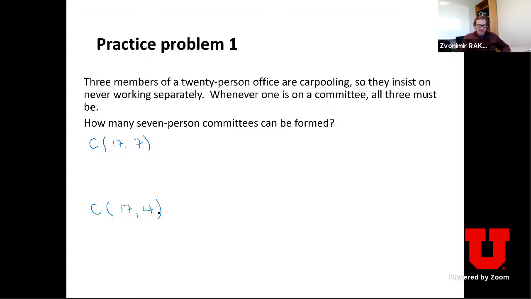Okay. And now there is an or between these, right? Either these 3 people are not on the committee or they are on the committee. And so we're going to use the rule of sums. The solution is going to be choose 7 out of 17 plus choose 4 out of 17. Any questions about this one?